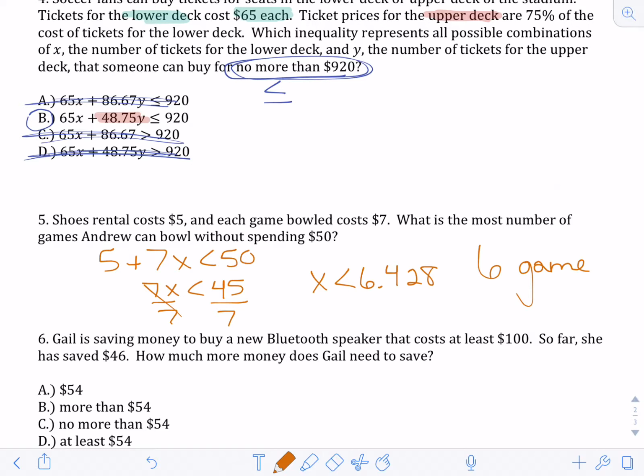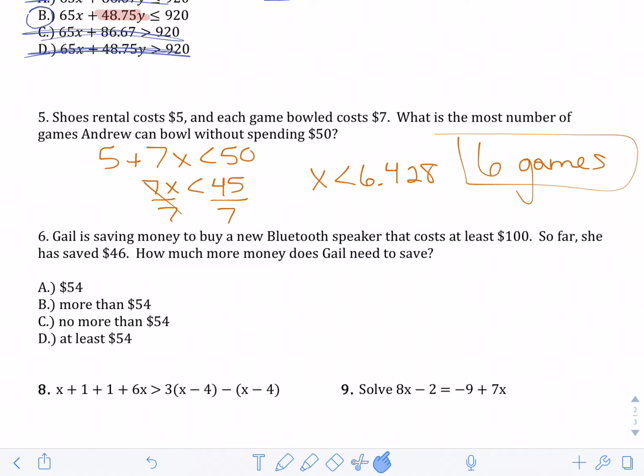If she played 7 games, you would go over $50, and you can plug that in. 5 plus 7 times 7, because she's doing 7 games, would give me $54, and she's not allowed to spend any more than 50. So she can only do 6 games.